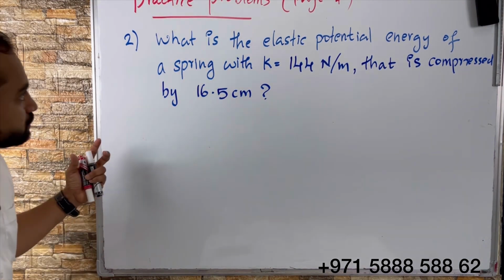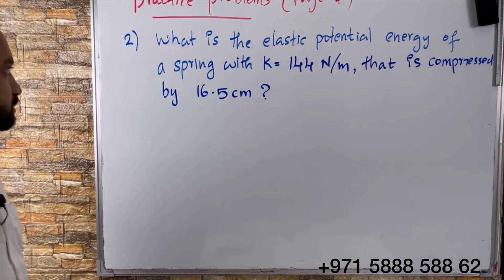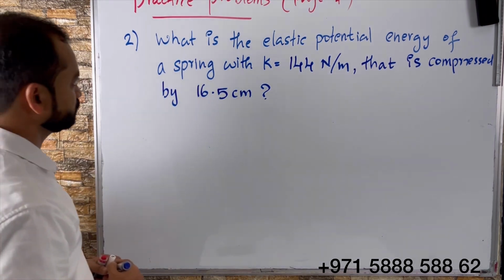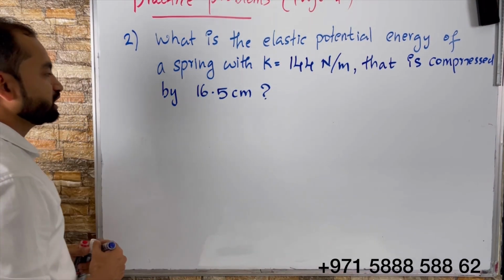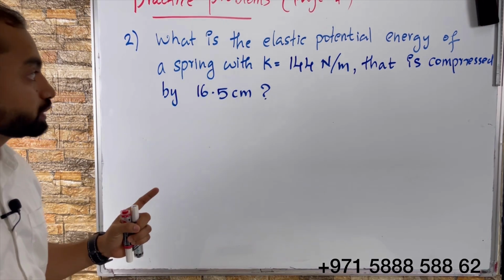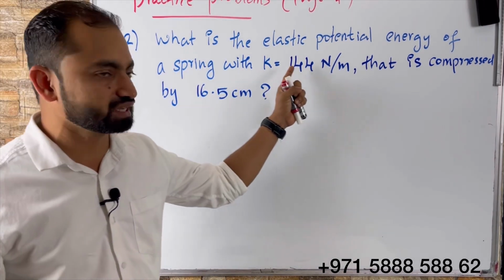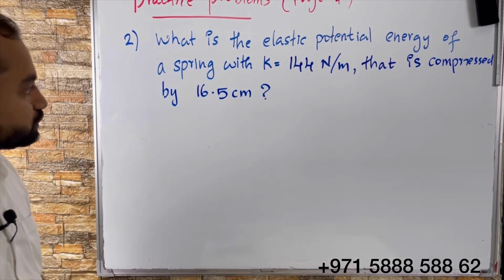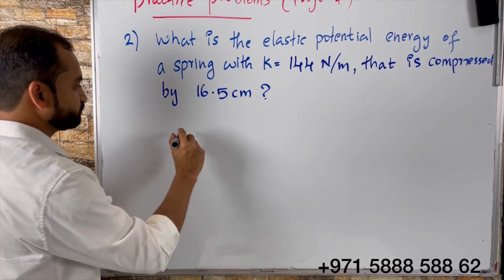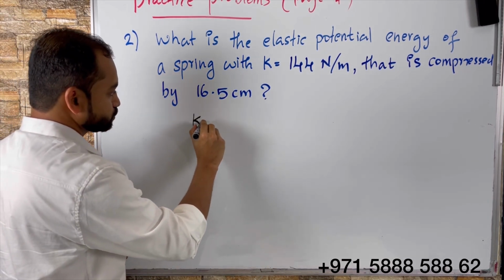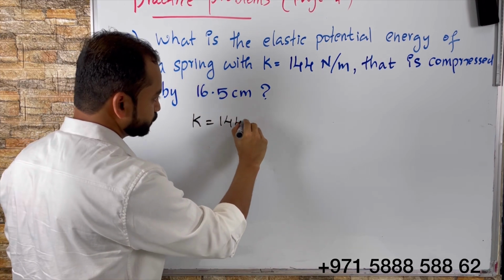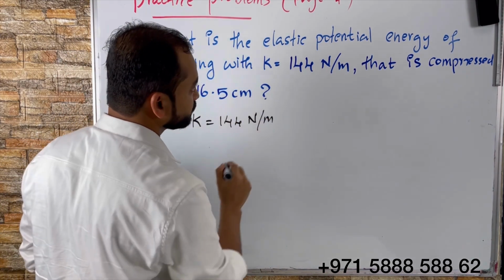Second question, what is the elastic potential energy of a spring? We need to calculate the elastic potential energy. And what is given in the question? The spring constant. With the spring constant K is equal to 144. So spring constant K given. K is equal to 144, unit is Newton per meter.